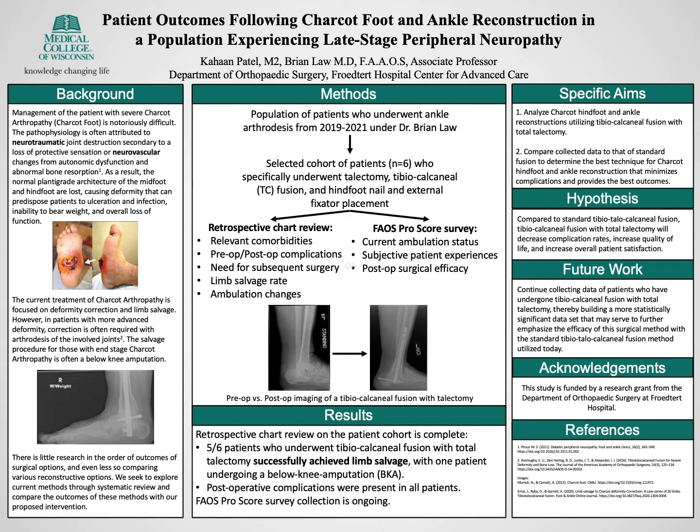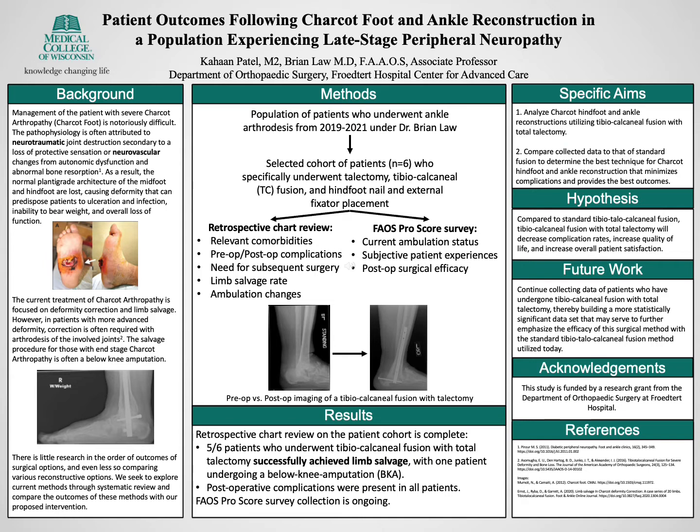The current treatment of Charcot-arthropathy is focused on deformity correction and attempting to salvage the affected limb. In patients with a deformity that may be amenable to bracing, surgery is often deferred. However, in patients with significant bony prominences that may cause pressure ulceration, resection of these bony deformities is often required via exostectomy. In patients with a more advanced deformity, correction is often required with arthrodesis of the involved joints, with or without osteotomies to correct other deformities. The salvage procedure for those with end-stage Charcot-arthropathy is often a below-knee amputation.